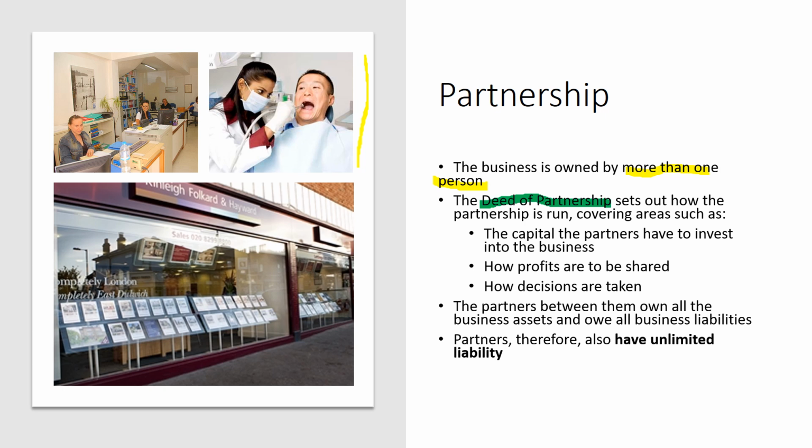It covers how much money each partner has to invest, how much capital, and then how much each partner is going to get as a share of the profits if the business makes a profit. It also sets out how decisions are going to be taken. Is there going to be a lead partner? Is there going to be a vote? What's the mechanism going to be? The partners between them own all the business assets and owe all business liabilities. So again, partnerships have unlimited liability.